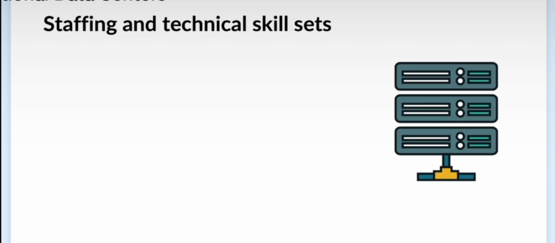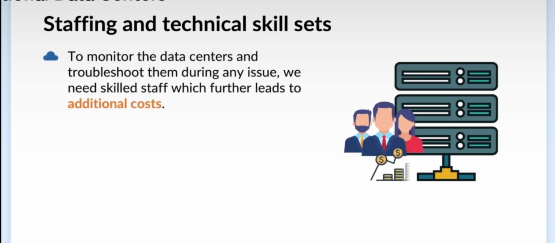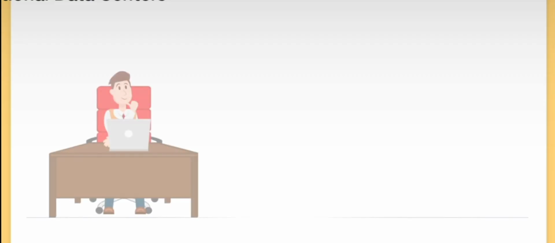Staffing and technical skill sets. In addition to the servers and storage, data centers also include applications, connecting cables, network connectivity, cooling systems, power, and much more, with everything running at once. So to monitor the data centers and troubleshoot them during any issue, we need skilled staff, which further leads to additional cost. Now you understand the data center and the challenges of maintaining and running the data center.